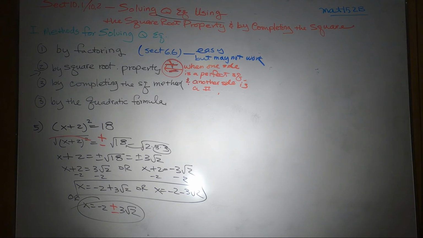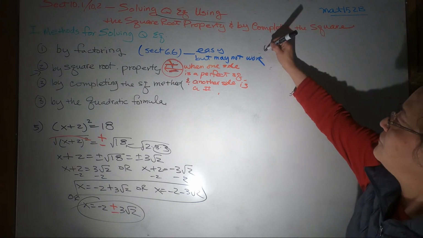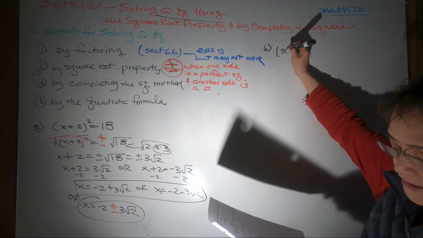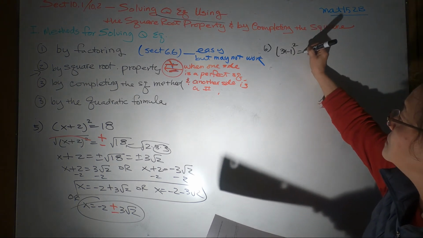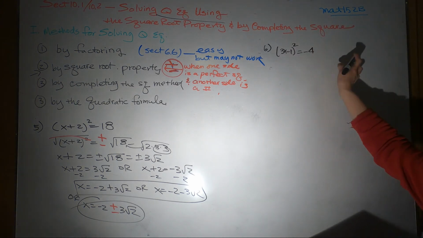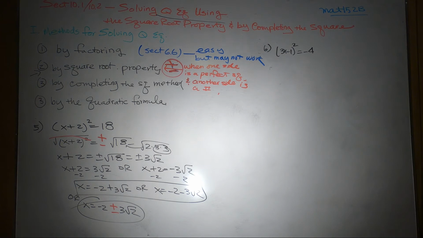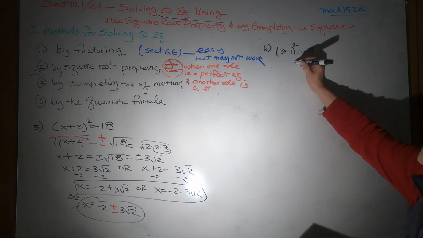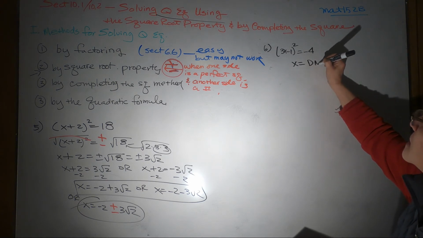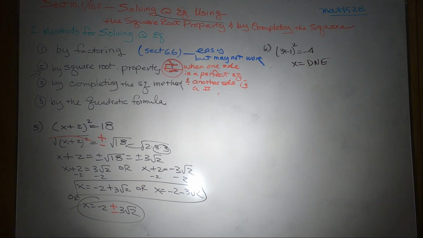Square root property. If you have this one, 3x minus 1 squared equals negative 4. Can anything multiplied by itself become negative? No way, right? So you don't have to do anything. You just say x equals this: doesn't exist.